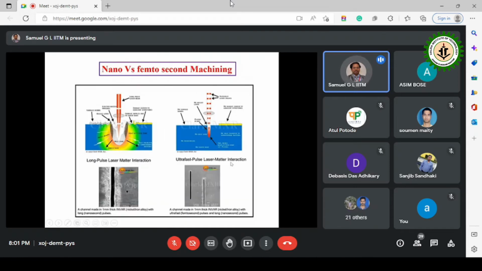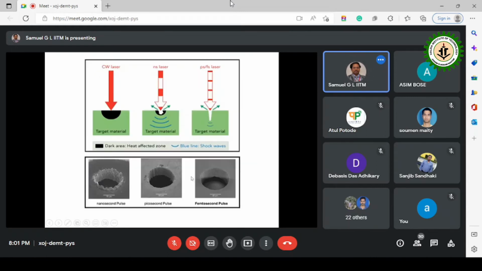I'm going to show you later even the profiles which we have cut by using the ultra short pulse lasers. And also when you make the micro channels, you can see here the heat affected zone when you cut with long pulse or continuous lasers. But when you use the short pulses, we find that you get a very beautiful cut like this.